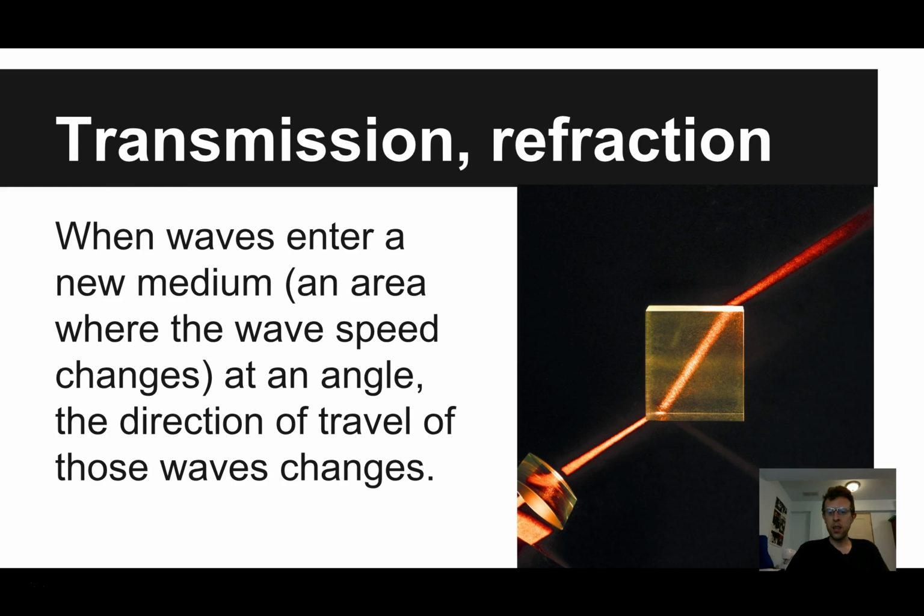Last thing that light can do when it hits a boundary is transmission. And if it goes through at some angle, the angle will shift a bit. So we call that phenomenon refraction. Transmission just means that the light goes right through something. So if we have, say, a glass window, we have light going through, that's transmission.